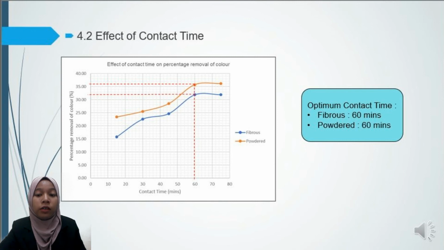So the efficiency of color removal reached its optimum at 60 minutes for both types of adsorbent. After 60 minutes, no further removal of color takes place in the adsorption process. It is observed that the percentage removal of color increased as the contact time increased.